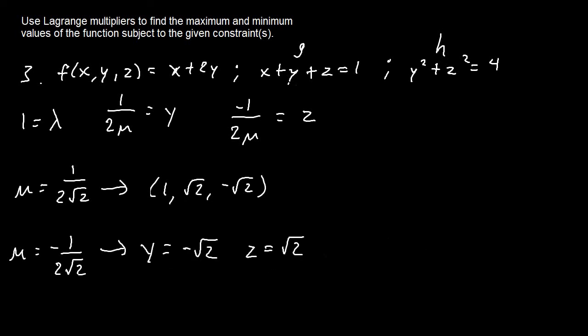And so now let's find the x value. So looking at the g equation here, x plus y plus z equals 1. X plus y, which is negative square root of 2, plus z, which is square root of 2, equals 1. Square root of 2's will cancel, and so x will also equal 1. So if I write this in coordinate form, we'll get x value of 1, y value of negative square root of 2, and then we have the z value of square root of 2.